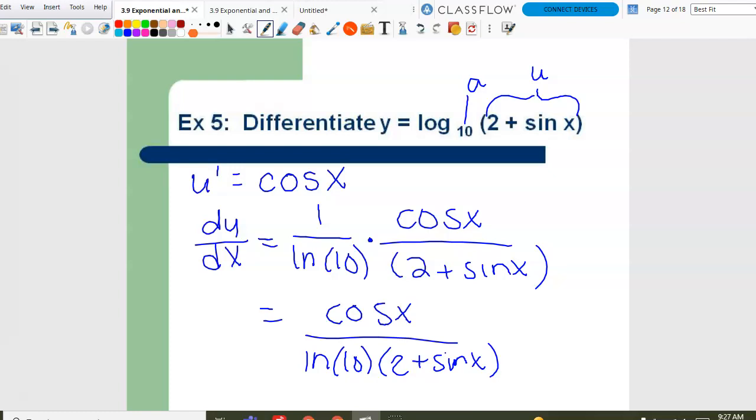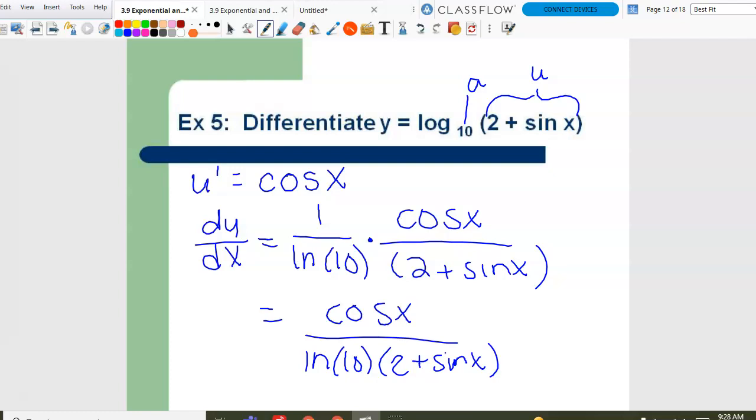What if when I combine it, I put parentheses around ln? Nope. You have to have the parentheses around the 2 plus sine x, because the ln of 10. Oh, no, I put them around the sine x too. Oh, okay. Do you have like 3 sets of parentheses? No, that's fine. That's okay.